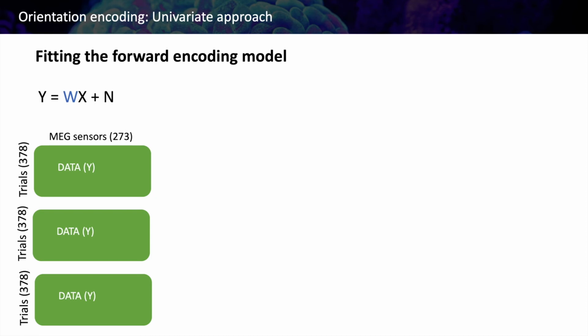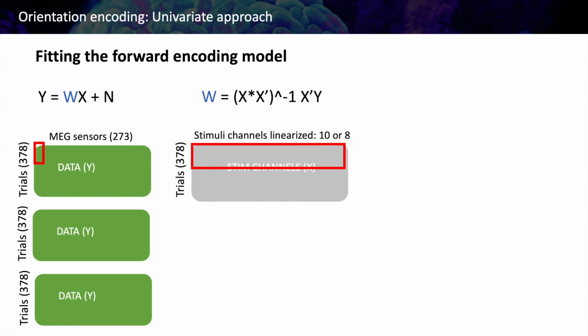And now I'm going to very briefly describe the univariate approach. Fitting the forward encoding model is kind of the same as fitting in a multivariate way, but with the difference that now we take the data set and we take the first sensor, the first MEG sensor, and we model it as a function of all the channels that we have here.